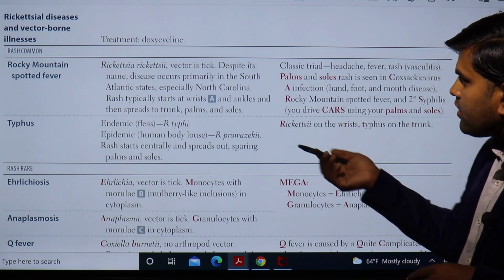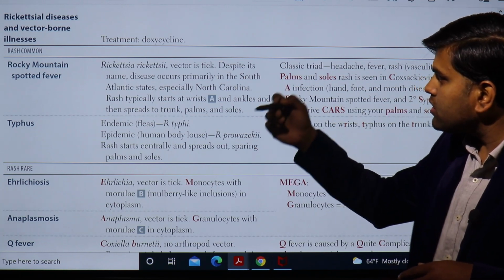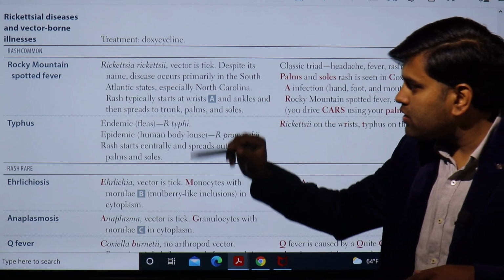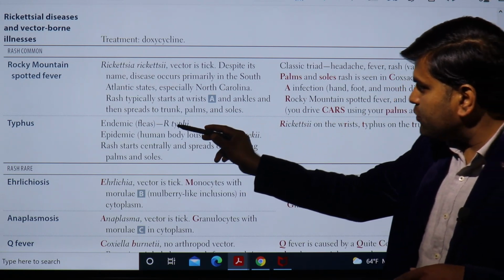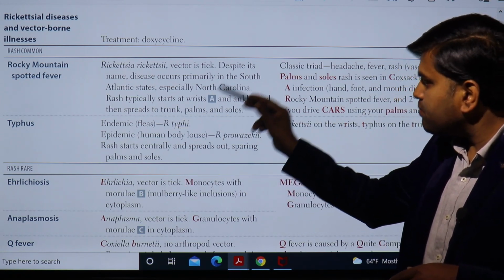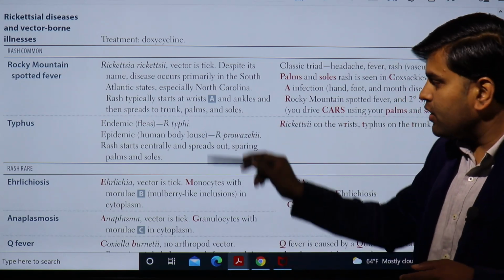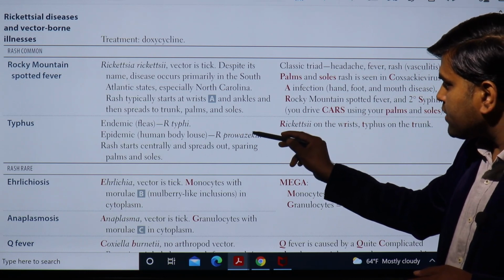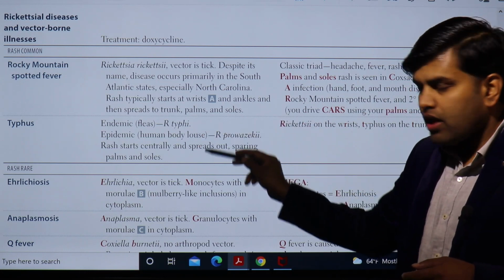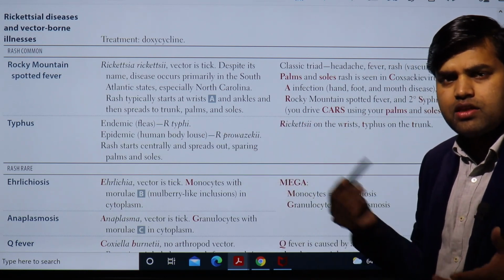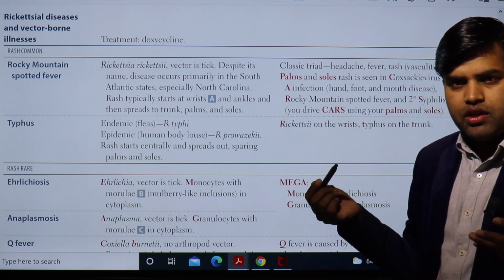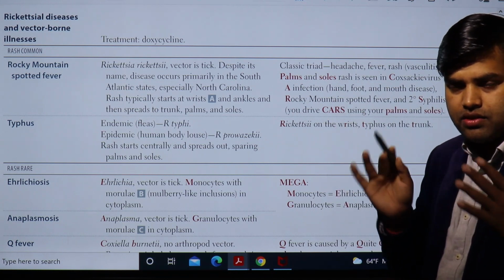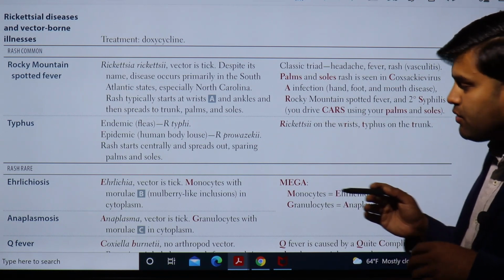What will be the vector? For Rocky Mountain spotted fever, the bacterium is Rickettsia rickettsii and the vector is the tick. For endemic typhus, caused by Rickettsia typhi, the vector is the rat flea. For epidemic typhus, caused by Rickettsia prowazekii, the vector is the human body louse. You have to remember these three things, the bacteria, the vector and the disease, to catch your answer.